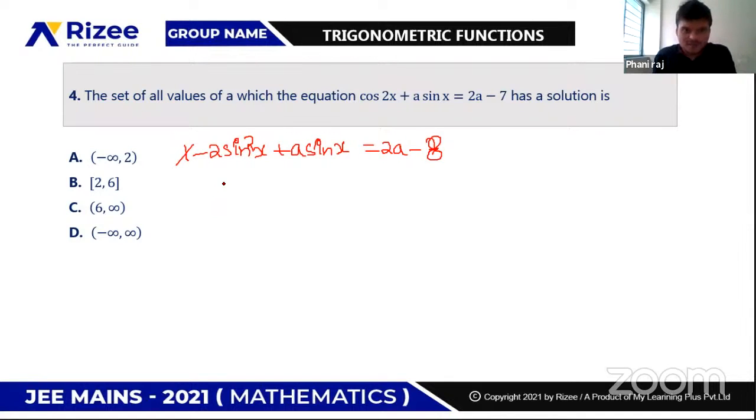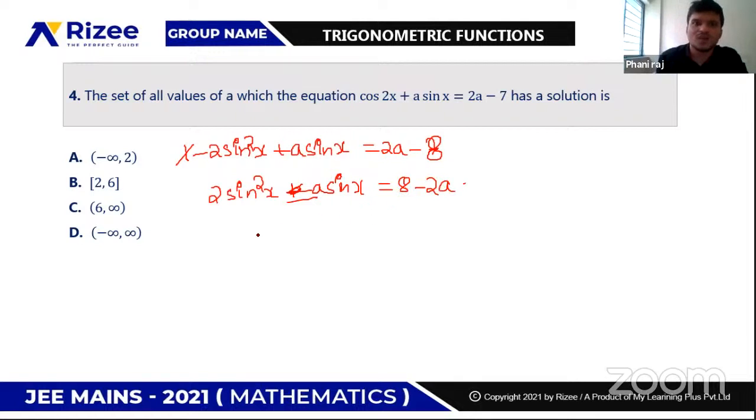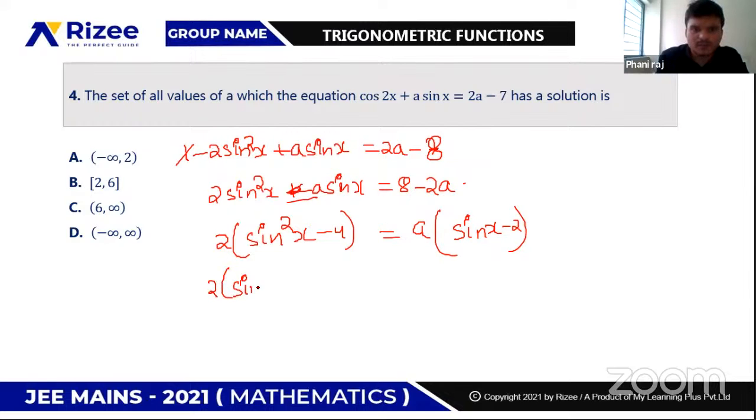Okay. So now you see, bring everything to the left hand side. 2 sine square x plus a sine x, minus a sine x equal to 8 minus 2a. Okay. So bring 8 to the left hand side. What do you get? 2 sine square x minus 4 equal to a times sine x minus 2. Okay. So this is same as 2 into sine x plus 2 into minus a into sine x minus 2.